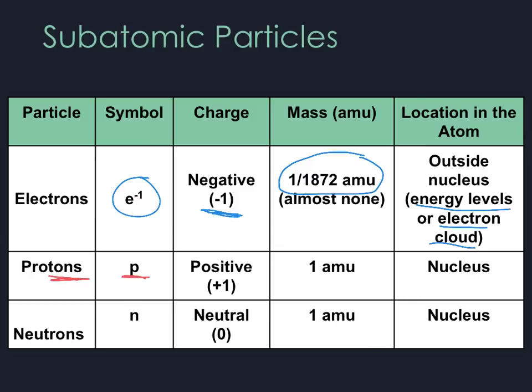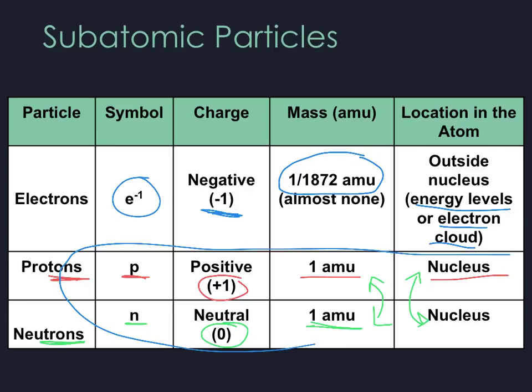protons are represented by lowercase p. Protons are positively charged, positive 1. They are 1 AMU, and they are in the nucleus. And then down to neutrons. The neutrons are represented by N. Neutrons are neutral. They have no charge at all, a charge of 0. And notice that they are the same mass as a proton, and they're also located in the same place. So the nucleus contains protons and neutrons.